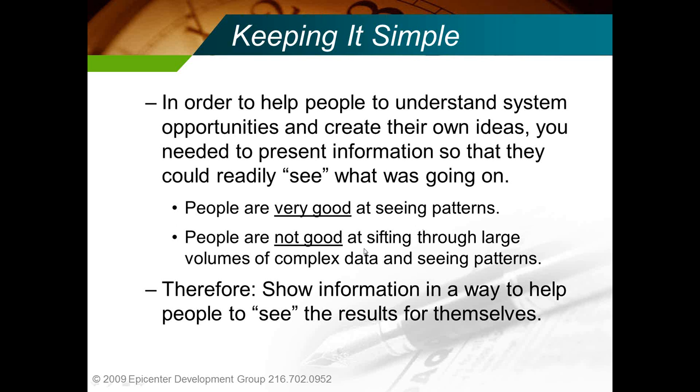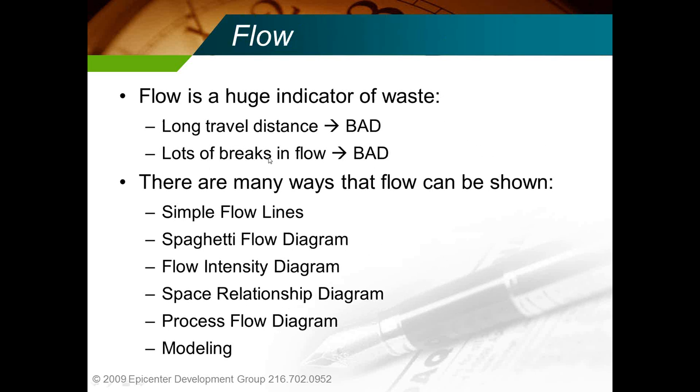So one of the things that we always want to do as a company and as professionals is try to boil things down in a way where they can see it. And there's different types of information, so we're going to start with flow. Flow tends to be a huge indicator of waste. If you have long travel distance, that tends to be bad. And if you have lots of breaks in your flow, where it has to go from one person to another, for example, that tends to be bad.